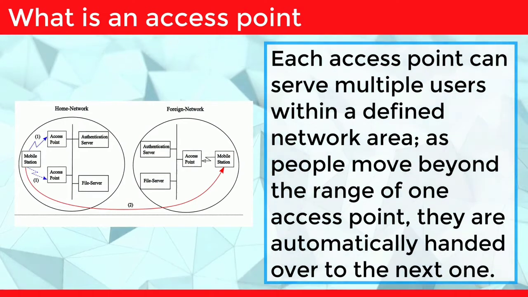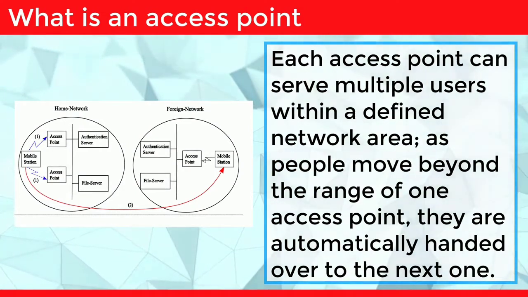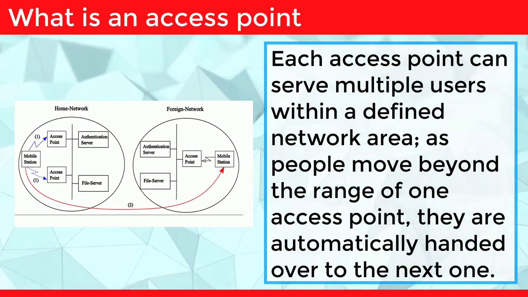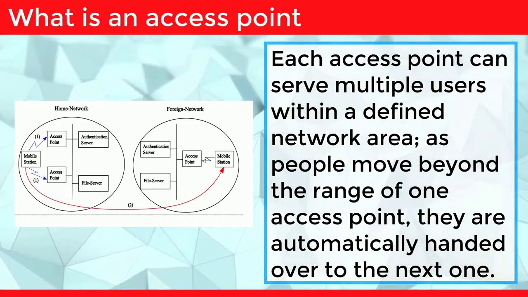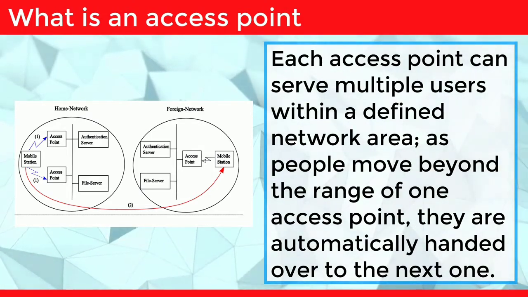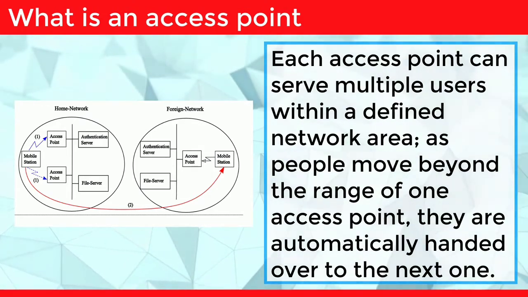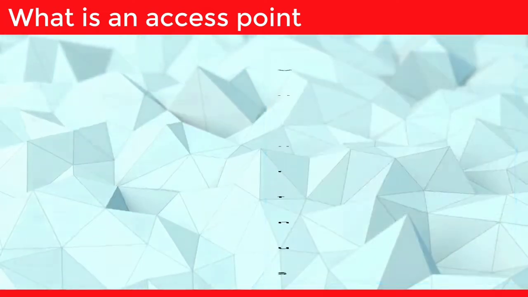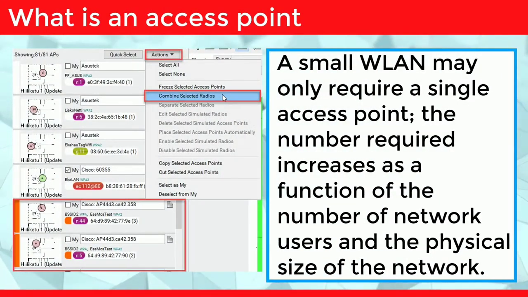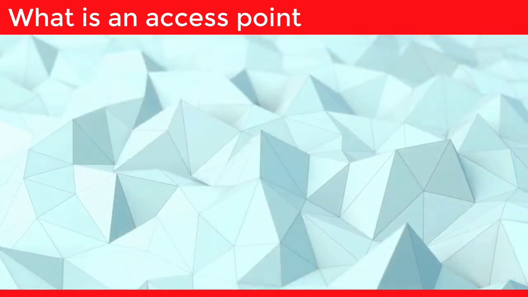Each access point can serve multiple users within a defined network area. As people move beyond the range of one access point, they are automatically handed over to the next one. A small WLAN may only require a single access point. The number required increases as a function of the number of network users and the physical size of the network.